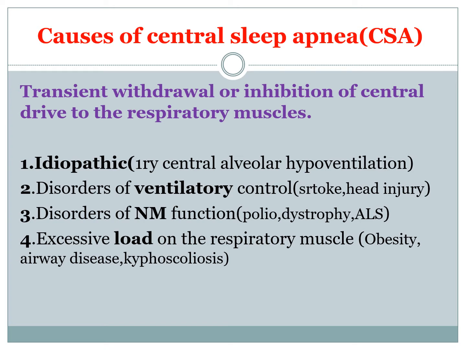The central sleep apnea is due to transient withdrawal or inhibition of central drive to the respiratory muscles. It may be idiopathic, called primary central alveolar hypoventilation. It may be related to disorders of ventilatory control following stroke or head injury, or disorder of neuromuscular function following poliomyelitis, dystrophy, and amyotrophic lateral sclerosis, and finally, due to excessive load on the respiratory muscles, obesity, airway disease, and kyphoscoliosis.